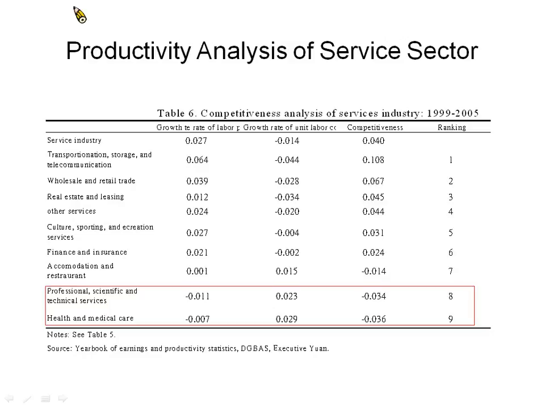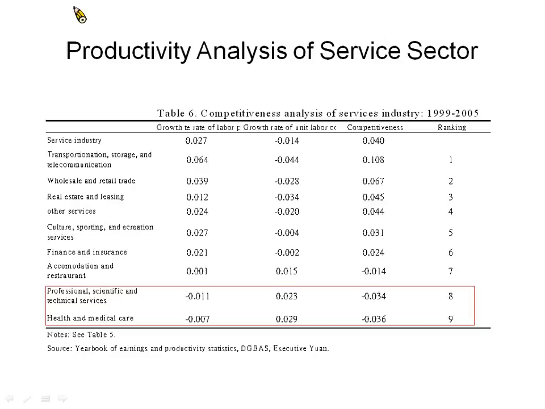Number one is the transportation and storage and the communication and telecommunication sector. This has the greatest competitiveness. The rate is number one. And the second one is the wholesale and the retail trade. And then real estate and the leasing. And as for the two that we mentioned, very important ones, professional and scientific and technical services, also the health and medical care services, they are actually at the bottom part of the range.